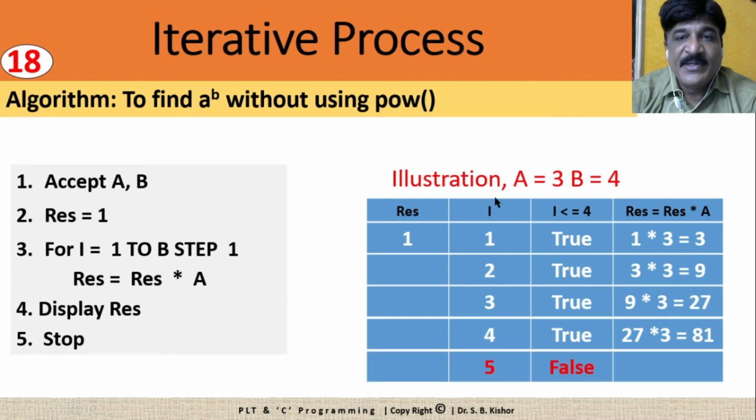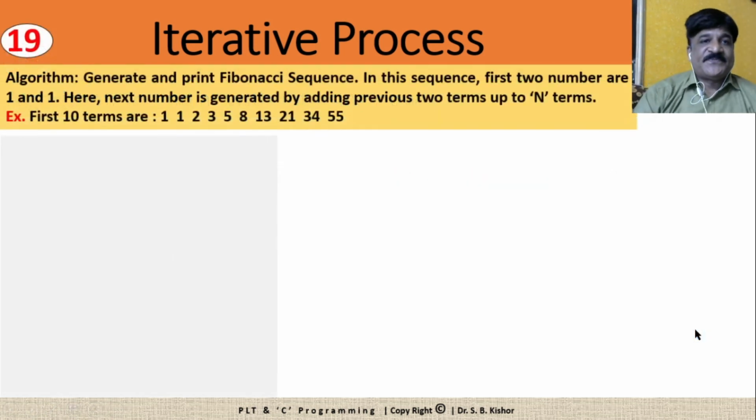81. Then the value of i becomes 5. 5 is less than 4? No, condition is false. So display the result, that is what? 81. So 3 raised to the power 4 is 81. So one more problem.